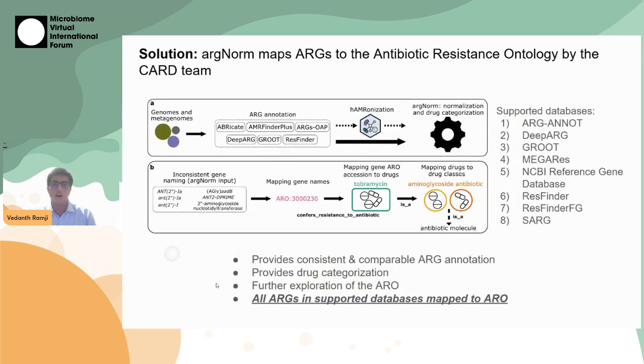Our software, argNorm, solves this issue of inconsistent gene nomenclature by mapping antibiotic resistance genes to the Antibiotic Resistance Ontology created by the CARD team.